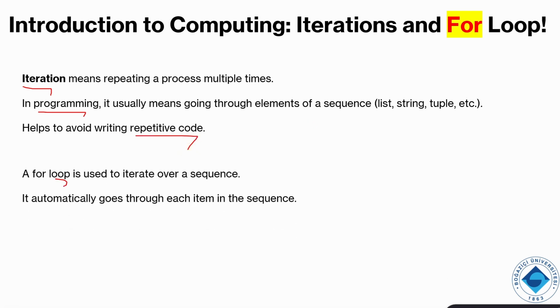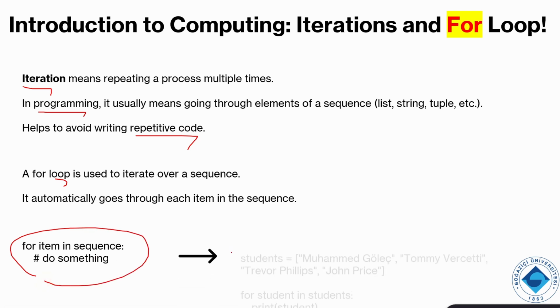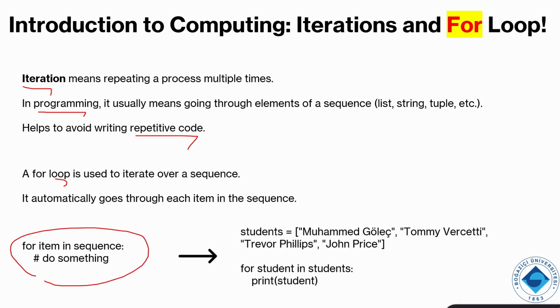A for loop is used to iterate over a sequence. It automatically goes through each item in the sequence. This is the main skeleton of a for loop. For an example, let's define one list, the same list again, by writing some names. If I want to iterate and print all elements in the list, I can use a for loop like that one.